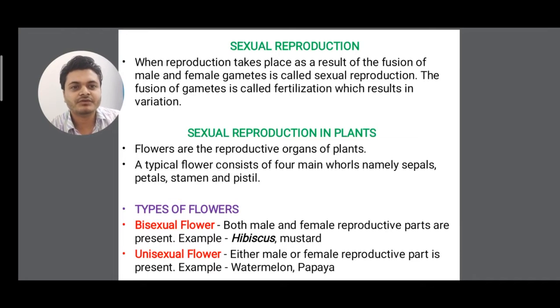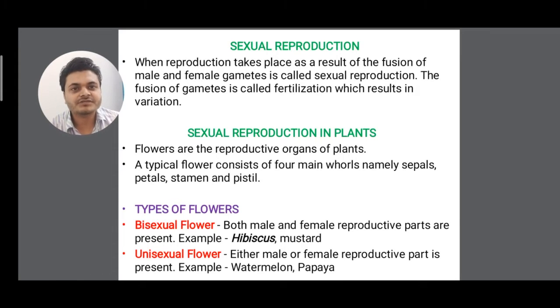So now, types of flower. See, a flower can be a bisexual flower or a unisexual flower. Bisexual flower means both male and female reproductive parts are present. Examples: hibiscus and mustard. And unisexual flower means either male or female reproductive part is present. Examples: watermelon and papaya. Understood?